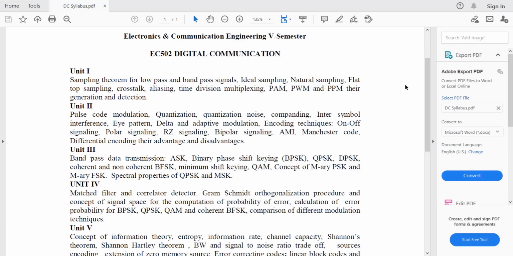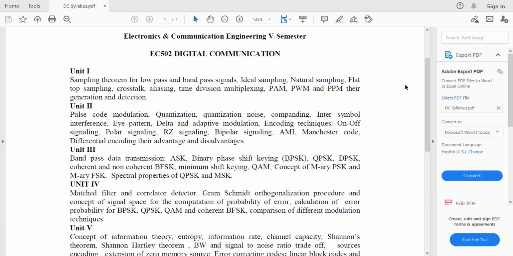Then comes QAM, quadrature amplitude modulation. We'll see what it is, and then we have some extensions or variations of PSK and FSK, which are MRE PSK and MRE FSK. We'll see what these two are and how they are useful in various places. Then comes spectral properties of QPSK and MSK. We'll see that also. Then comes unit 4.